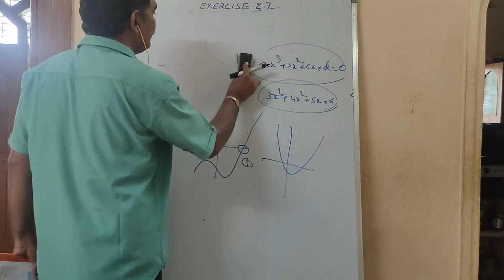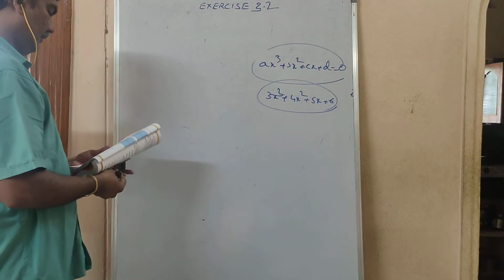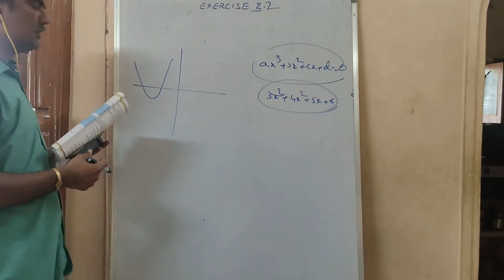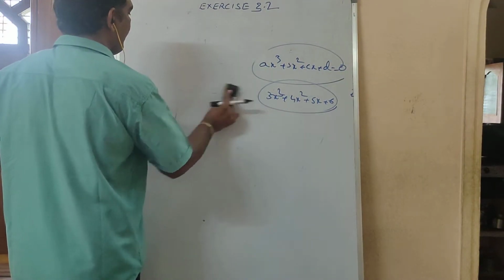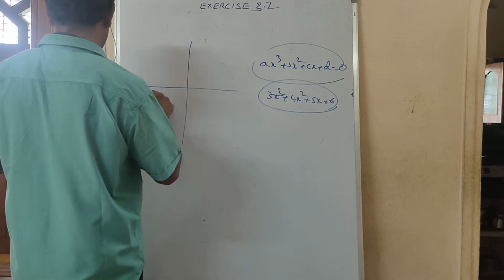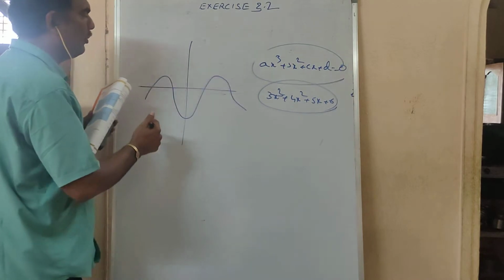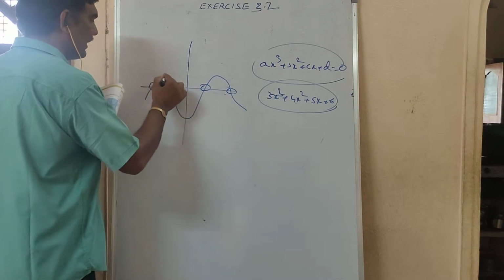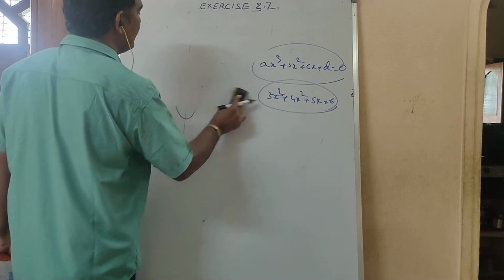Okay. Now, the next one they have given like this. How many zeros will be there for this graph? 2. For the next graph, how many zeros will be there? It is 4. See, 1, 2, 3, 4. The graph should intersect the x-axis. However many times it intersects, that many zeros will be there for this one.